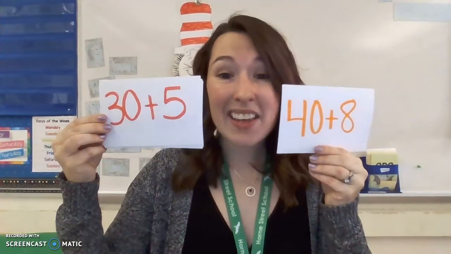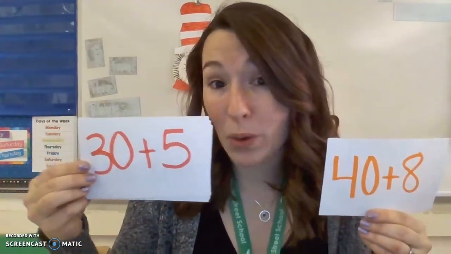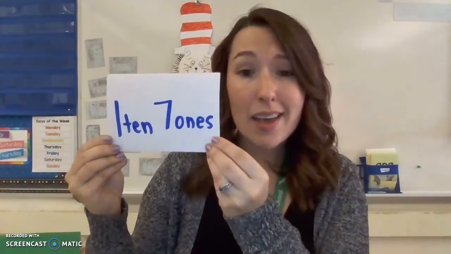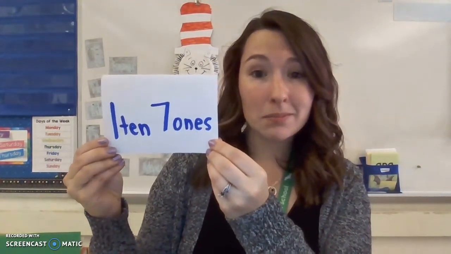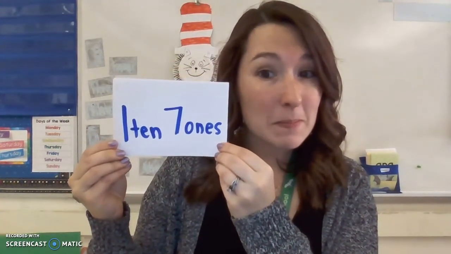I notice that both of these numbers are written in what we call expanded form. And that means that we separated our tens and our ones. Okay, ready? Moving on. Here's the next number I want you to write. Write a number that has 1 ten and 7 ones.